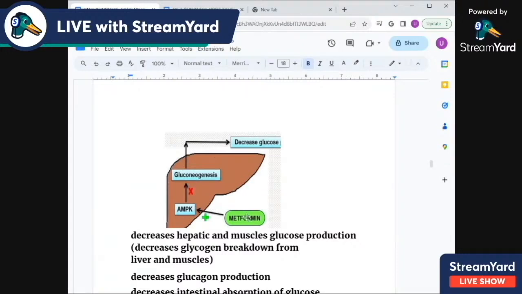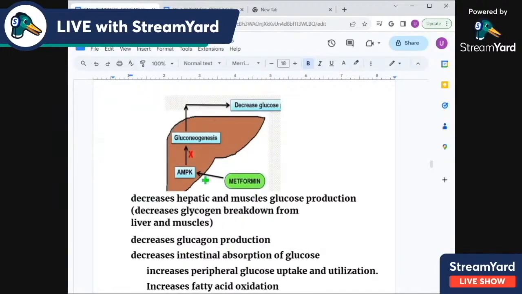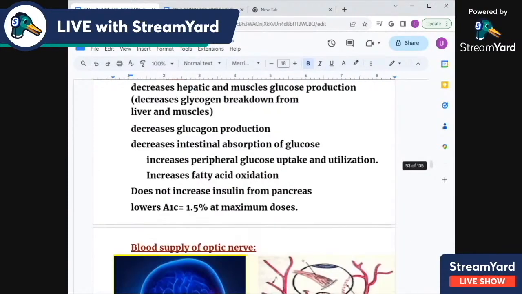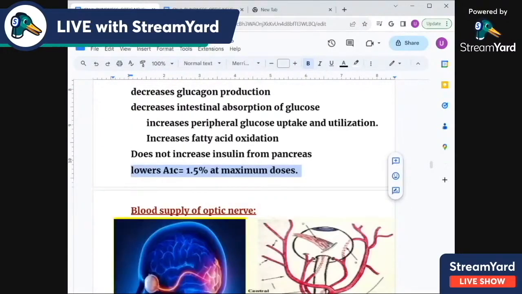Metformin also increases the peripheral utilization of glucose. It increases the entry of glucose into the cell, but it does not have an effect on the pancreas to increase insulin production. And how much does metformin reduce the blood sugar? It lowers the A1C by 1.5% at maximum dose. So if it's 7, it brings you to 5.5.